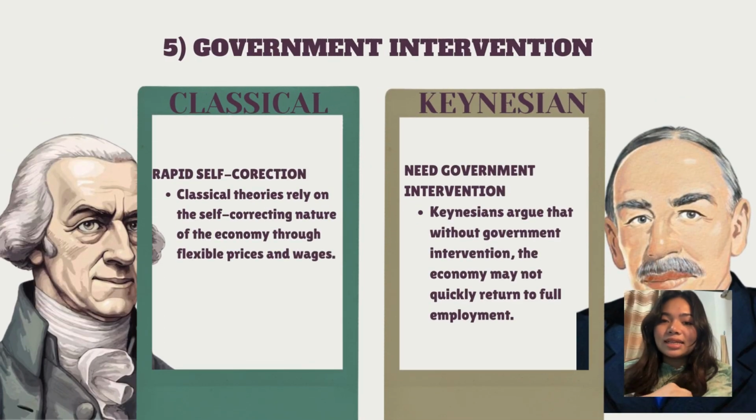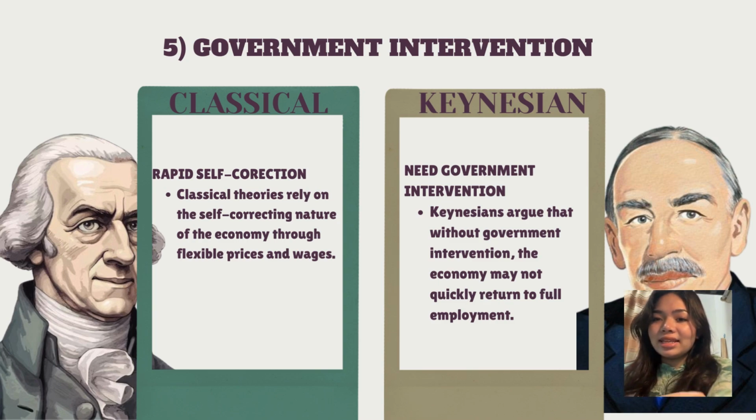Classical economists such as Adam Smith and David Ricardo believe in the efficiency of free markets. They argued that markets have a self-regulating mechanism where prices, wages, and interest rates adjust naturally to balance supply and demand. Classical economists advocate for minimal government intervention. They argued that government interference in markets can lead to inefficiencies.